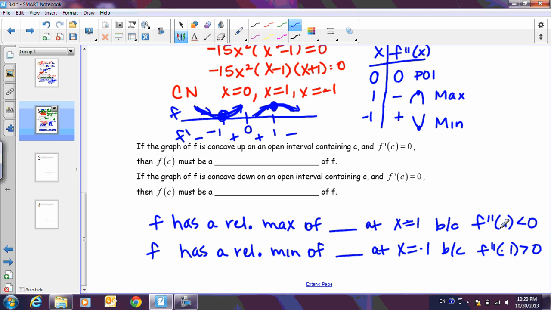Okay, you don't have to memorize this right here. Just think about the concavity. Draw a little picture if you need to. That'll tell you whether you're dealing with a max or a min.